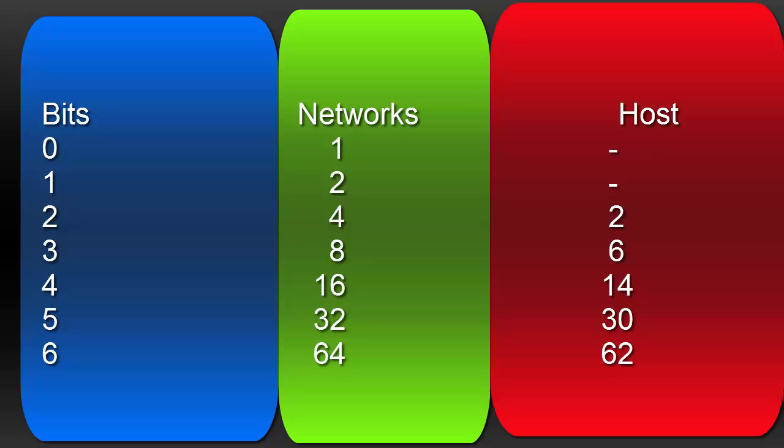So, here's the deal. We have 3 columns. First is bits, next is network, and the last is host. Bits, as we saw, deals with how many we need. The network column deals with how many networks we can make out of it. In the scenario that we're going for, we're trying to aim for 8 networks. And the host, that's its own thing.